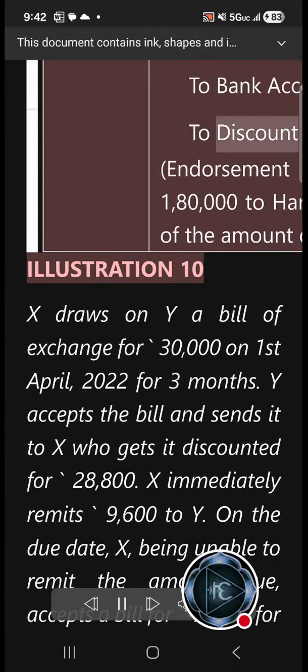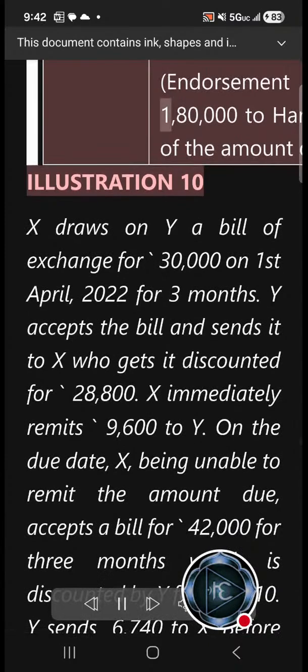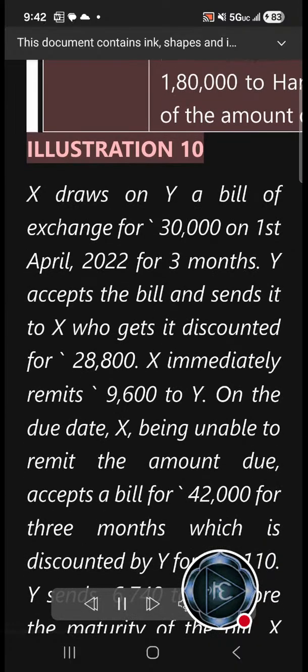180,009,000. To discount account. Endorsement of bill received from George for Rs. 180,000 to Harry and 9,000 rupees paid in full settlement of the amount due. 1,000.